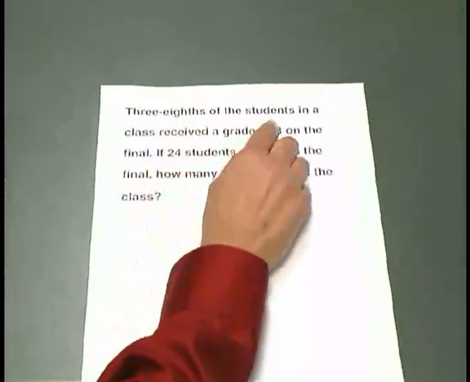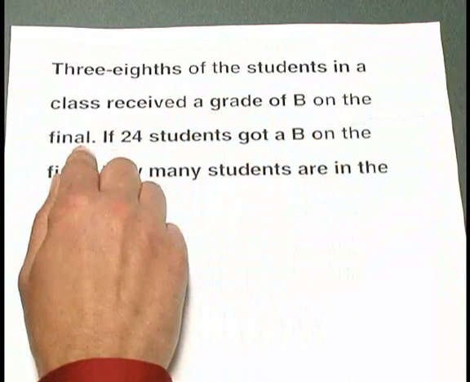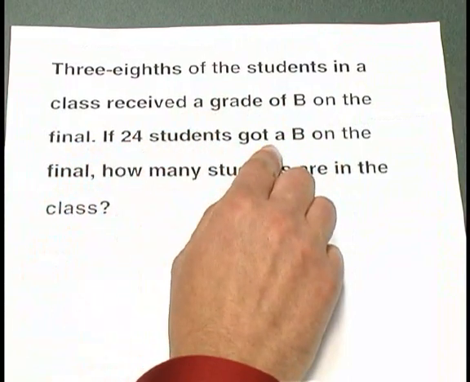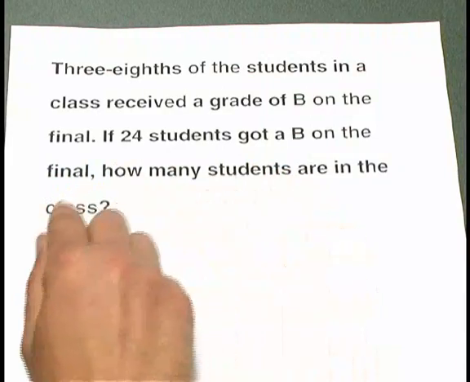3/8 of the students in a class received a grade of B on the final. If 24 students got a B on the final, how many students are in the class?